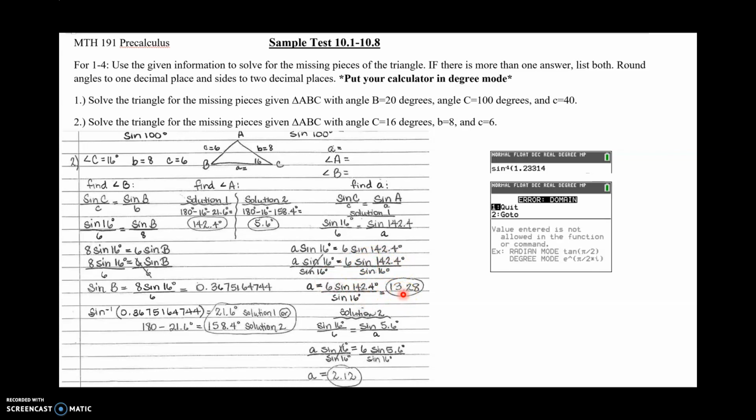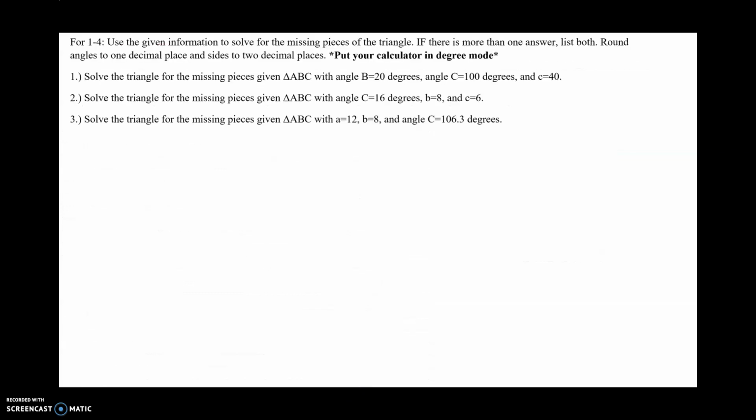But also remember that not only was angle A 142.4, but angle A was also 5.6. So we need to find the second solution by using 5.6 for angle A. So again, I've got my C's equal to my A's. I'm going to cross multiply and divide by the sine of 16, and I'll get A is equal to 2.12. So two different solutions for A as well. That only happens with a side-side-angle triangle.